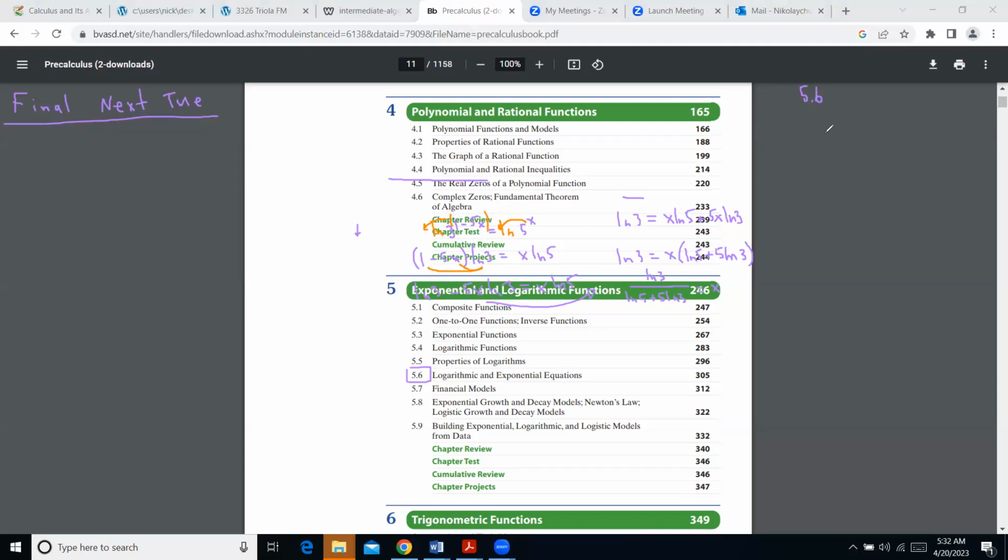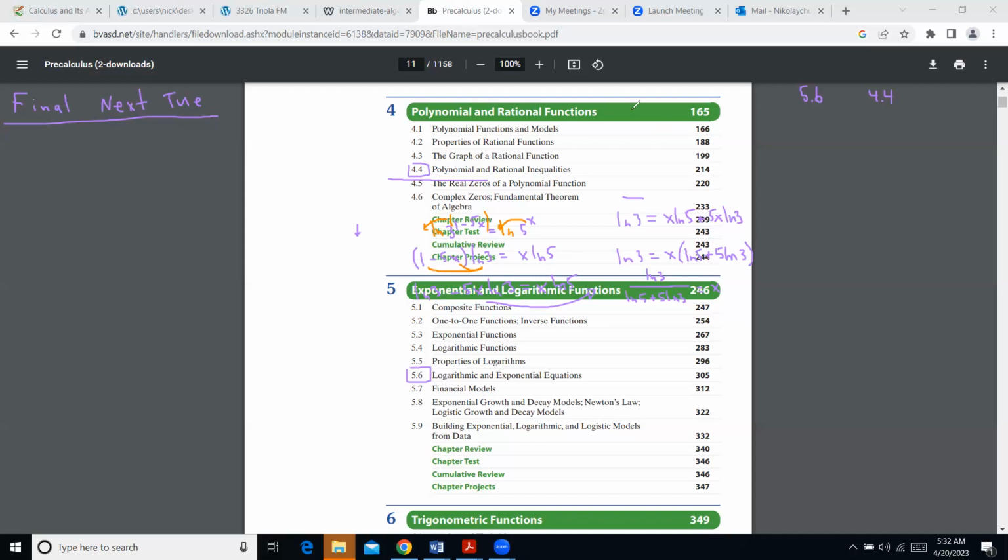And also there is a second problem that will be coming out from section 4.4. So these are the two sections where I'm going to pull the problems from.